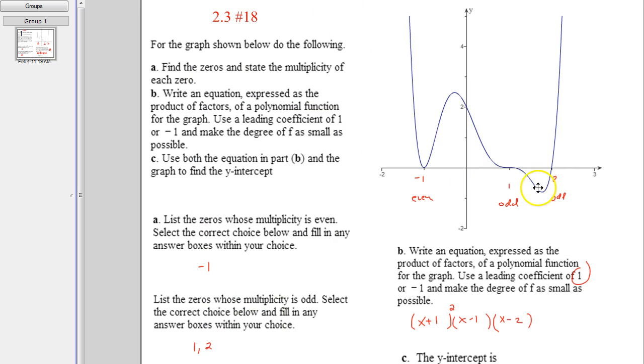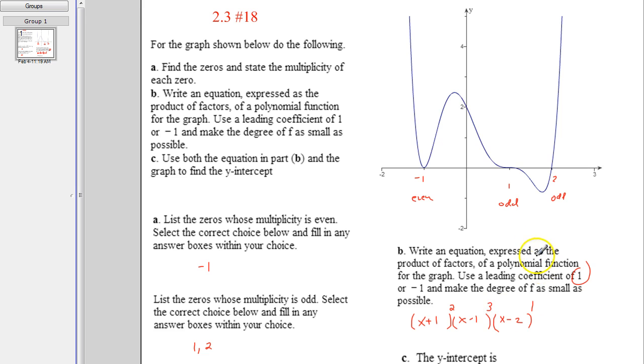So we're going to let this one over here, because it's just crossing straight through, be 1. So 2 makes this one 0, and it goes straight across, so we're going to make that a 1. But this one flattens out and then crosses. So that wouldn't be a 1. That would be bigger than a 1. But since it says as small as possible, we'll make that a 3.